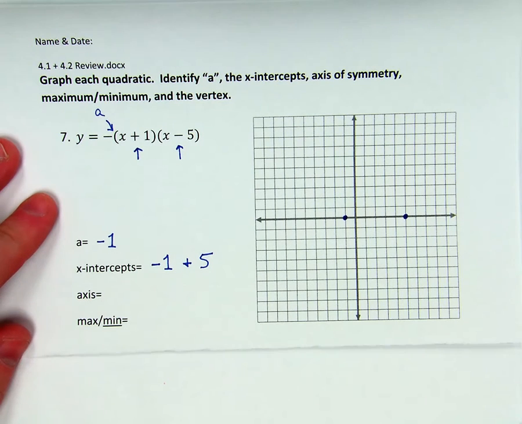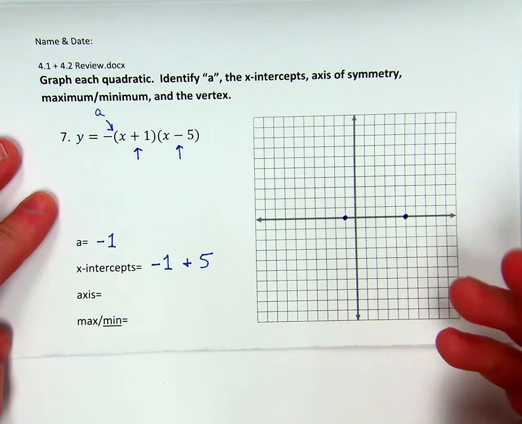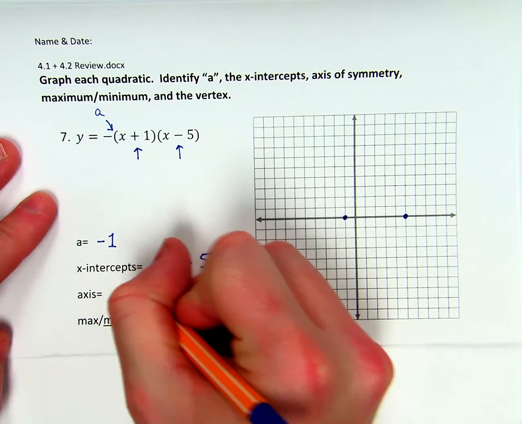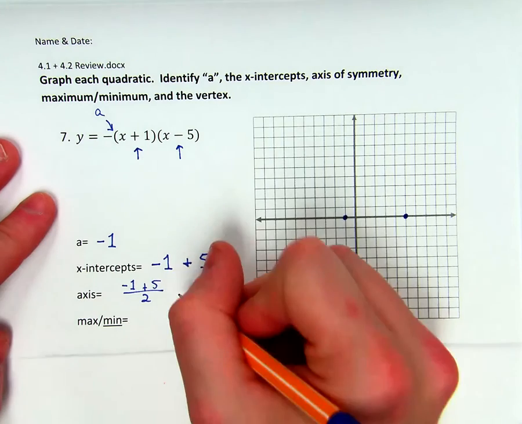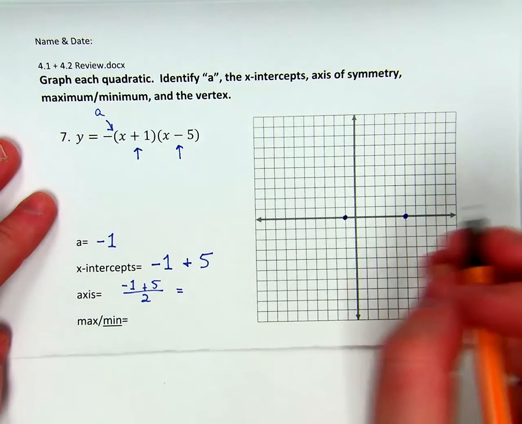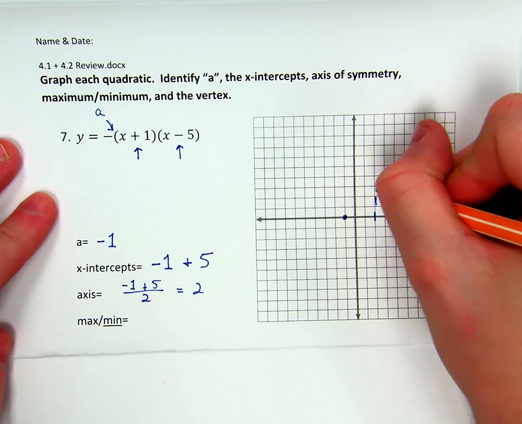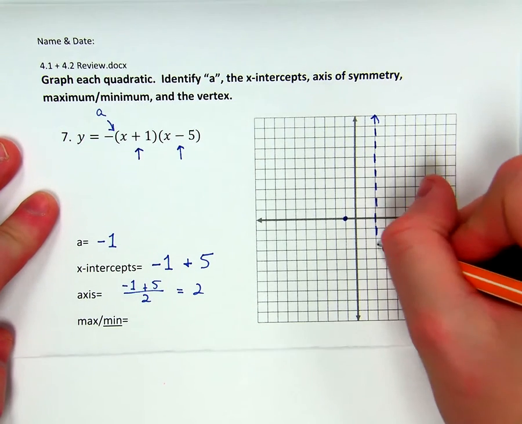We need to figure out the axis of symmetry for this particular quadratic. The axis will always be exactly halfway between the zeros. Sometimes it's easy and you can just count and find the halfway point. If you struggle with that, you can simply add the two intercepts together and then divide by 2. It will tell you the x value of the axis of symmetry. In this case, that would be 2. So the axis of symmetry for this quadratic goes through the point x equals 2.